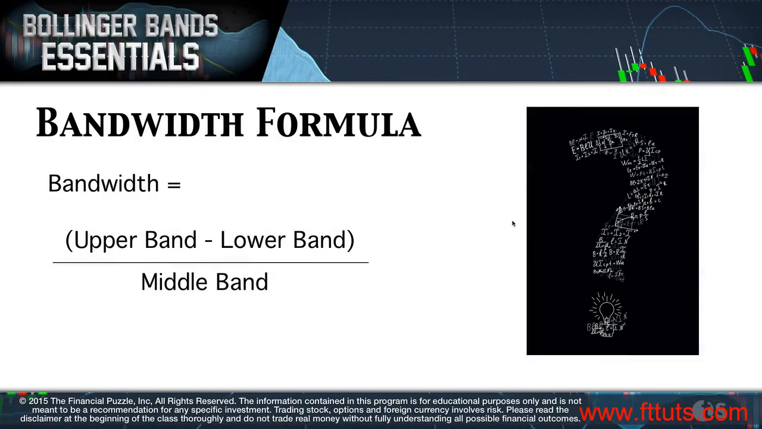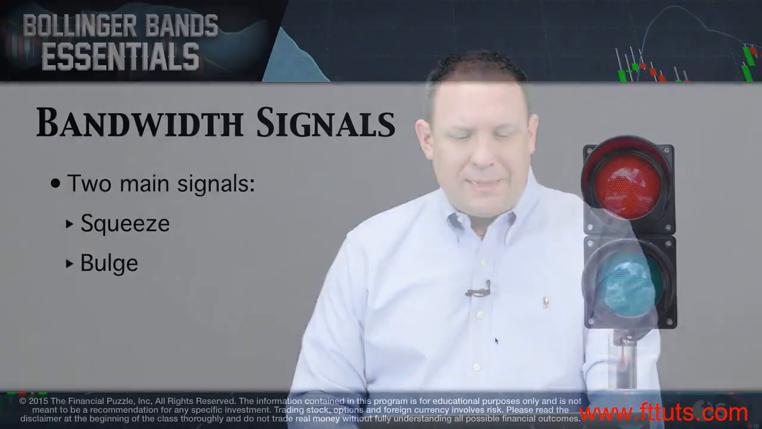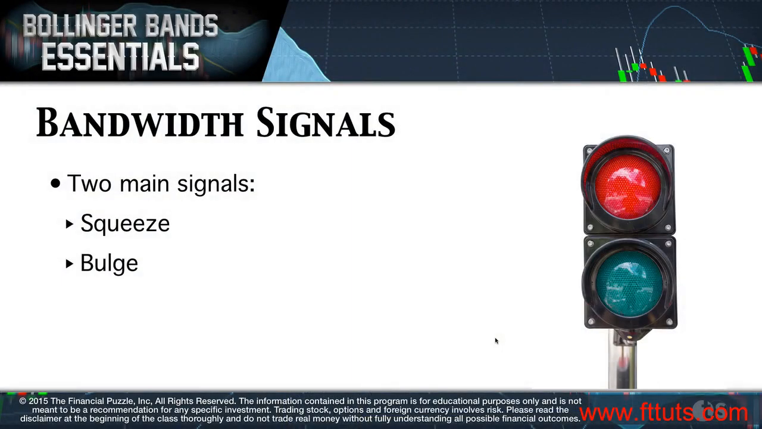So here's your formula for the bandwidth. The bandwidth formula is really straightforward. You simply take the upper band and the lower band. You subtract the lower band from the upper band, and then you divide it by the middle band. So whatever the upper band's doing, whatever the lower band's doing, you do the subtraction there to get the differential, and then you divide it by the middle band, and that tells you the width of what's happening with those Bollingers during that time.